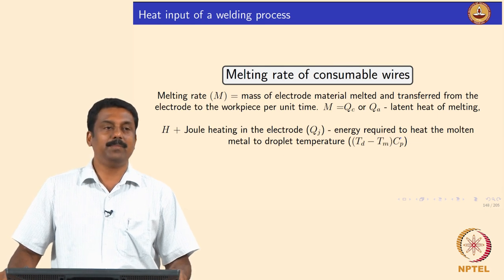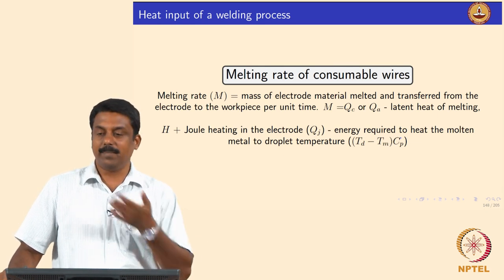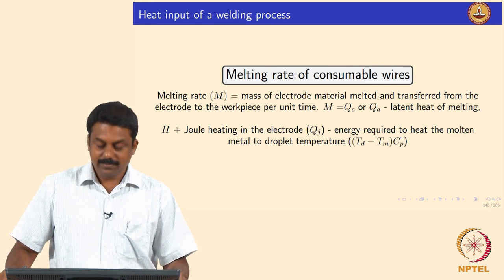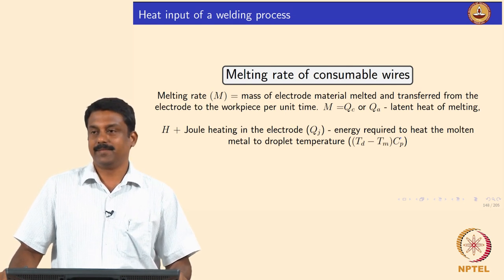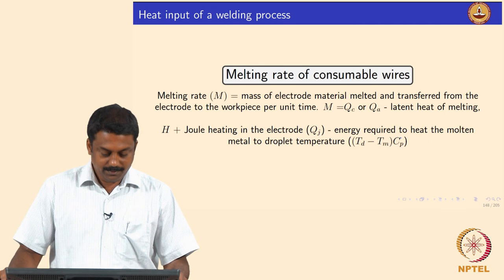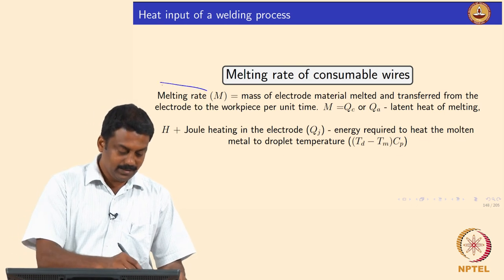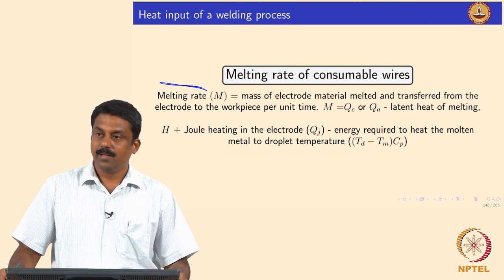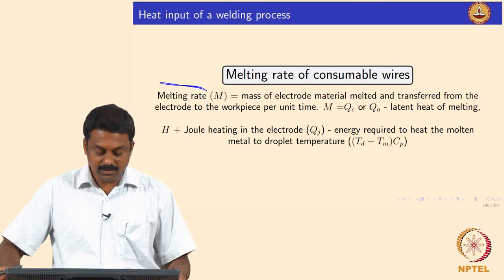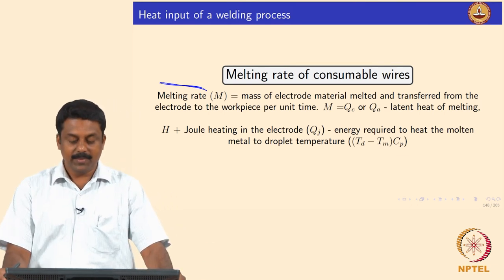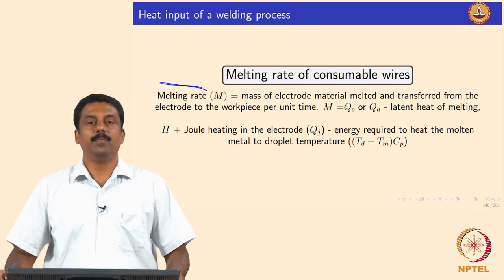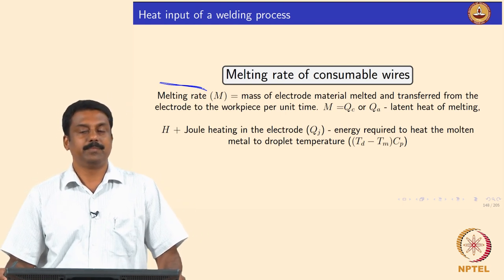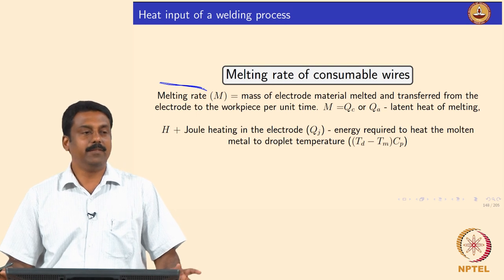We can also calculate the melting rate, because that is all determined by the heat balance. So the melting rate of a consumable: how do you calculate it? What is melting rate? The mass of electrode material melted and transferred from the electrode to the workpiece per unit time. We looked at the video, right?